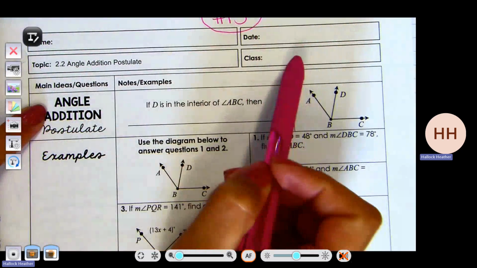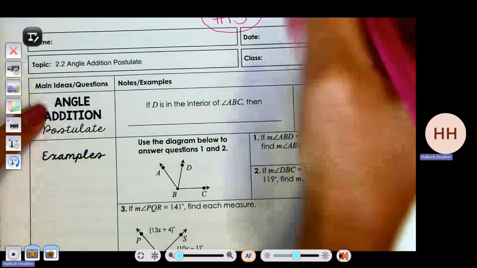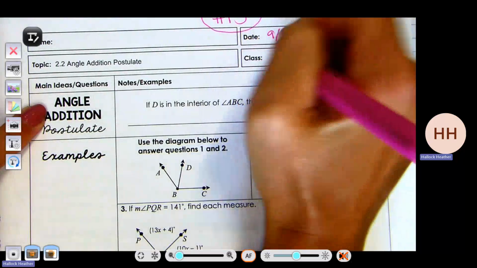So this is number 15, put today's date, which is 9/6. Today's class period is 6.